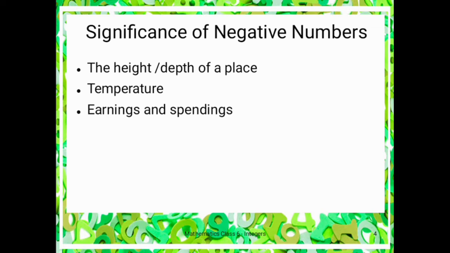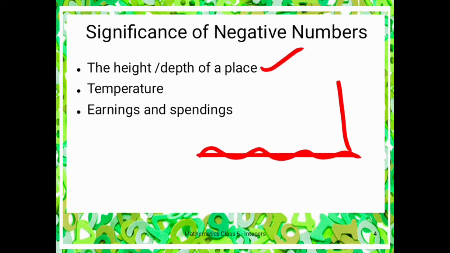The height or depth of a place. How are we using negative numbers here? To say the height of a place, we use a reference level. That reference level is known as sea level. If we want to know the height of the Himalayas or Everest, then we tell the number as positive. Then what about the depth of the Mariana Trench, which is under the sea level? That is represented by negative. So here we are using a reference level, that is, the sea level. On the top of the sea level, we use positive, and below the sea level, we represent it as negative.